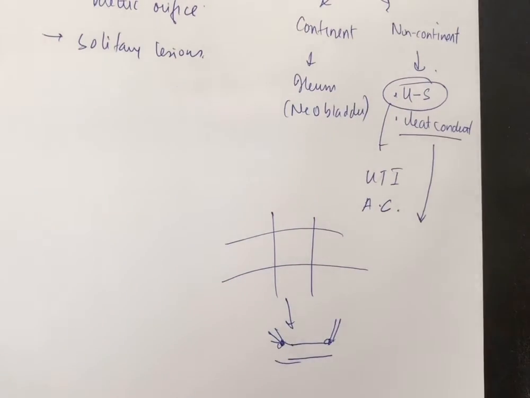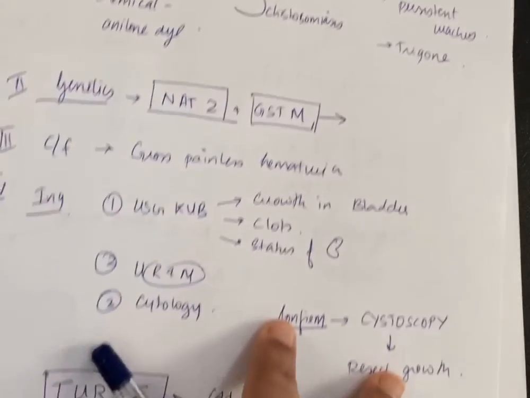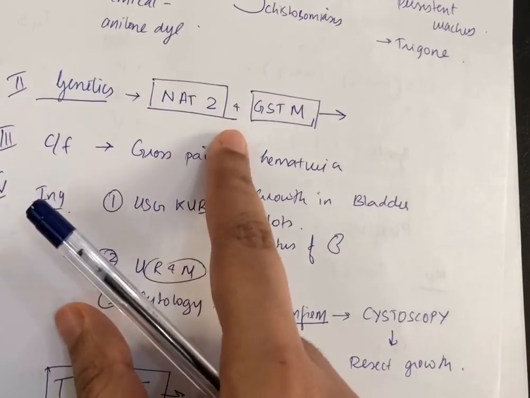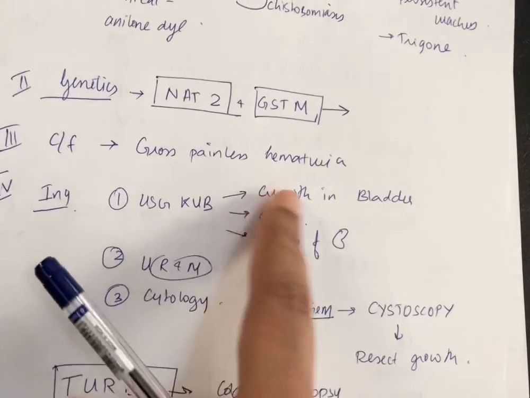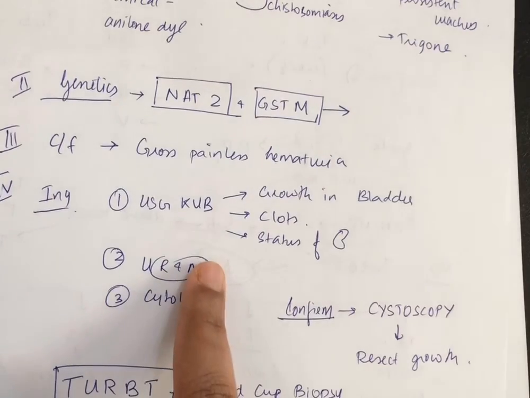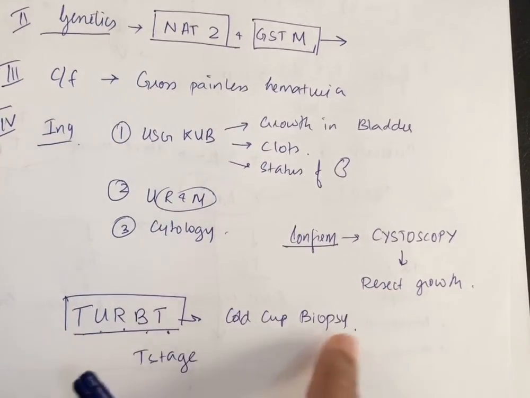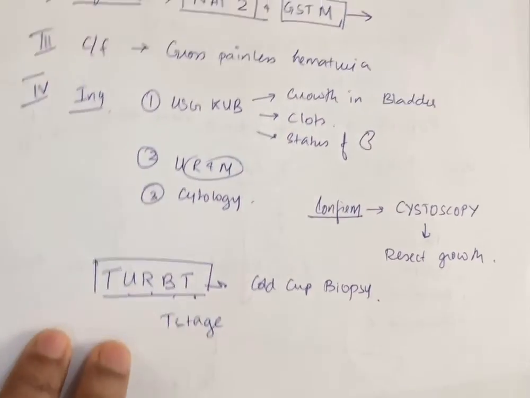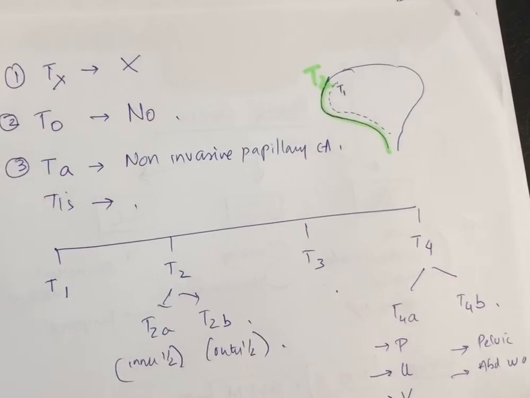So this was about bladder cancer. These are the causes, then genetics: NAT2, GSTM1. Then clinical features: gross painless hematuria. Then investigations: confirm by cystoscopy, resect the growth, transurethral resection of bladder tumor, and coming to the staging.